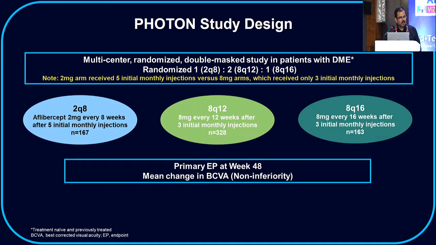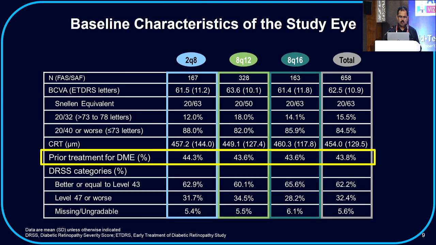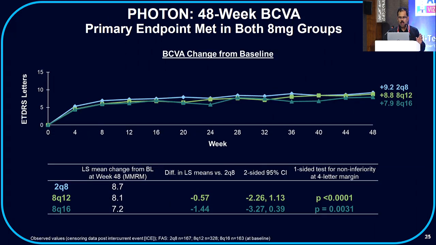2 milligram 2 monthly, 8 milligram 3 monthly, and 8 milligram 4 monthly. Okay, 1:1:1. These are all the baseline characteristics and demographics. Everything was the same. Prior treatment was also the same. These are the curves, almost equal. You can see 9.2 letters, 8.8 letters, and 7.9 letters. There's hardly any difference between the three.